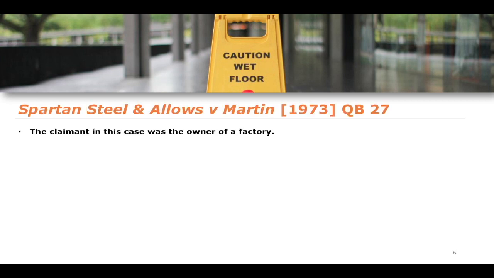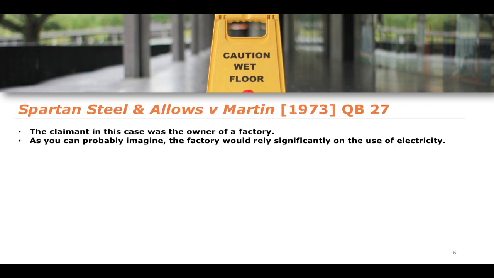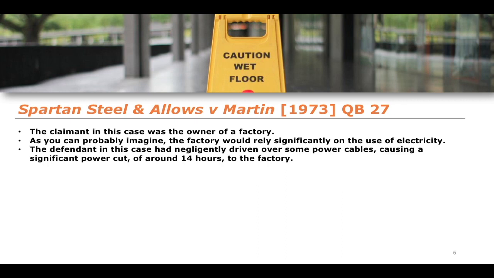So this was a case where we have the claimant who is the owner of a factory. Now, the factory would rely quite significantly on the use of electricity, as you would probably imagine, and so as a result, when the defendant in this case negligently drives over some power cables supplying electricity to the factory, there was a significant power cut which lasted for around 14 hours. So the factory had no power for around 14 hours. This is quite annoying, given that this is Spartan Steels and Alloys.